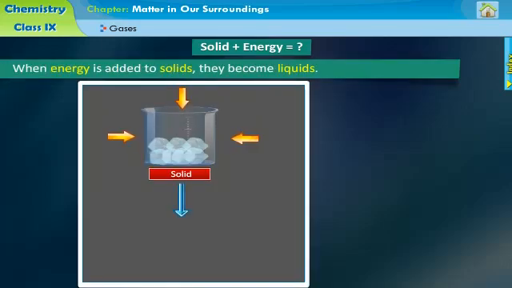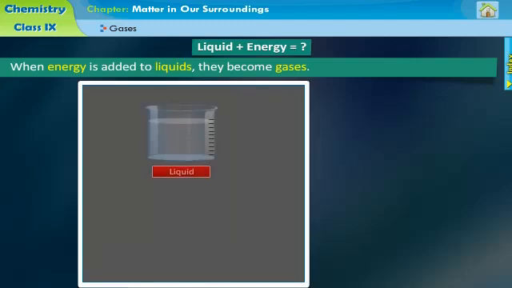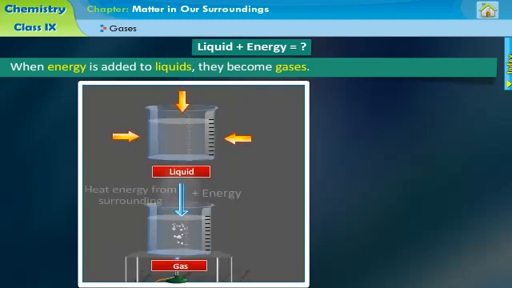Solid plus energy is equal to what? When energy is added to solids, they become liquids. Solid plus energy is equal to liquid. Liquid plus energy is equal to what? When energy is added to liquids, they become gases. Liquid plus energy is equal to gas.